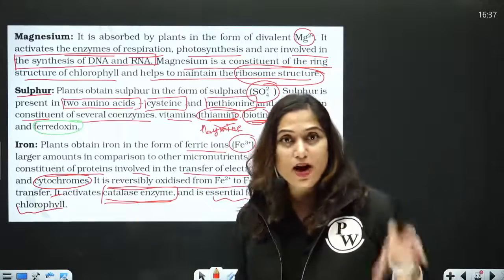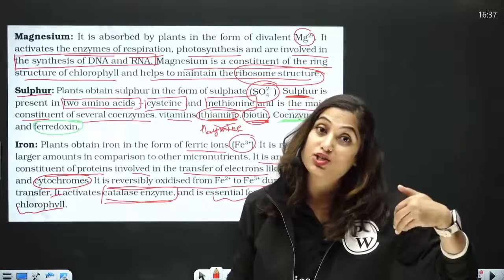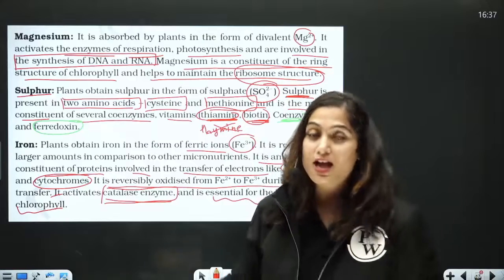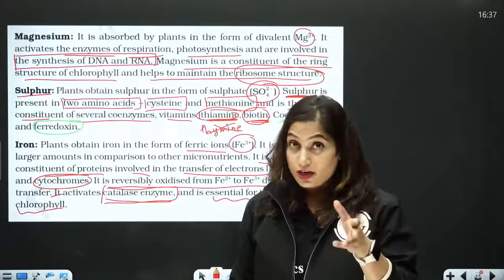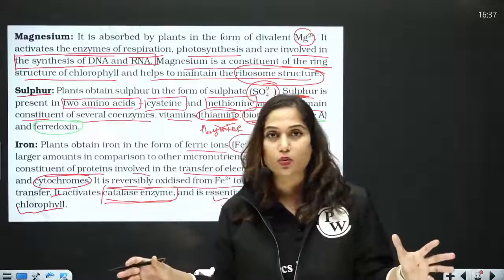Which element is a part of chlorophyll? Magnesium. But which element is essential for the synthesis of chlorophyll? Iron. Read the question carefully. Okay. So look into my eyes and learn iron with me.